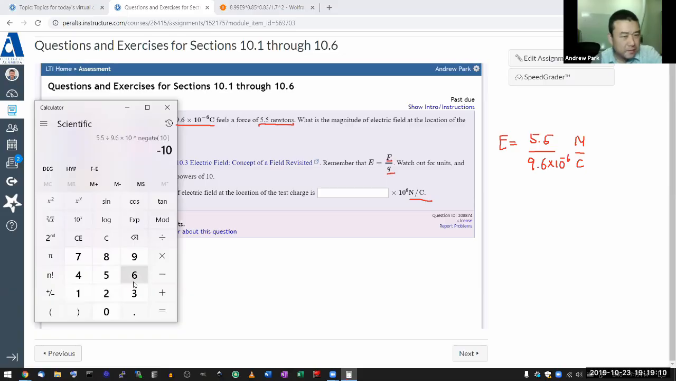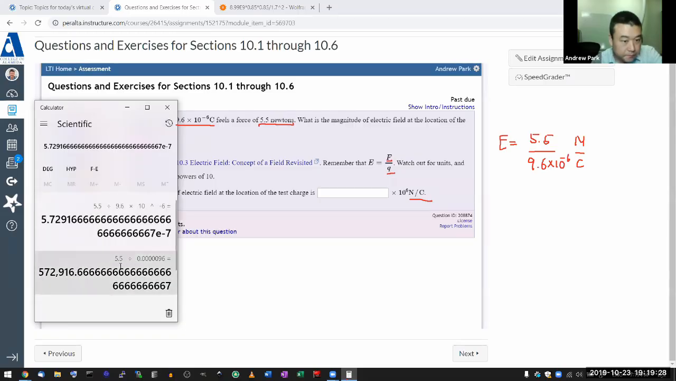Did I say 7? Oops. Wait. 10 raised to power of minus 6, minus, that's what it does. 5.5 divided by 9.6 times 10 to minus 6.